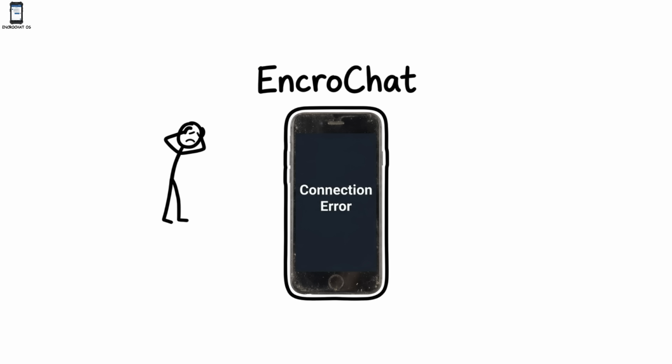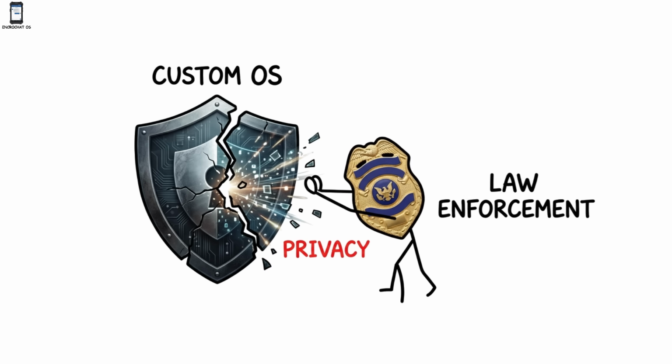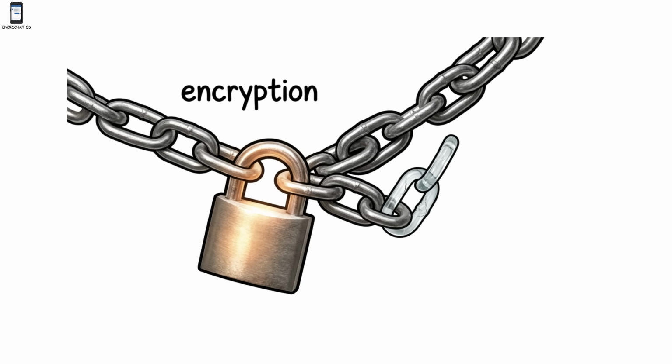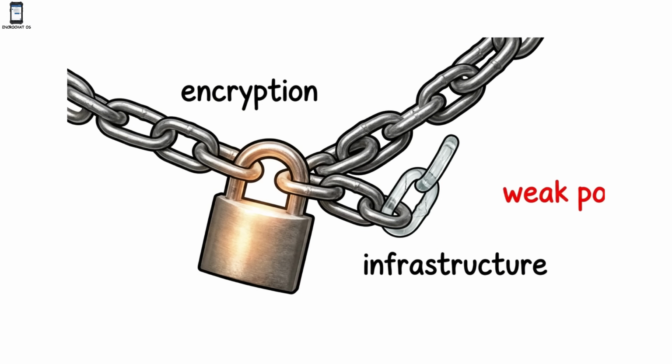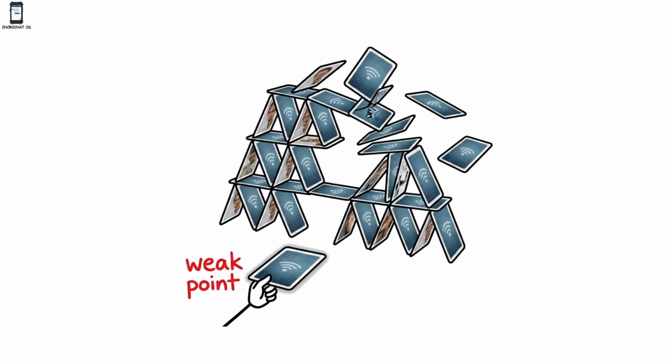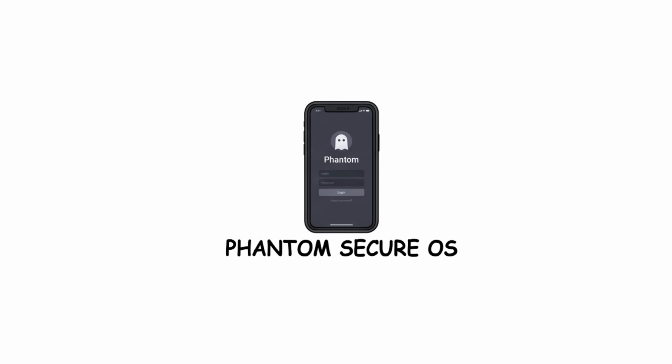EncroChat is now shut down, but its story showed something important. Even a custom OS built specifically for privacy can be compromised when law enforcement gets server-level access. The encryption was real, but the infrastructure around it had a weak point, and that single weak point brought down the entire network.